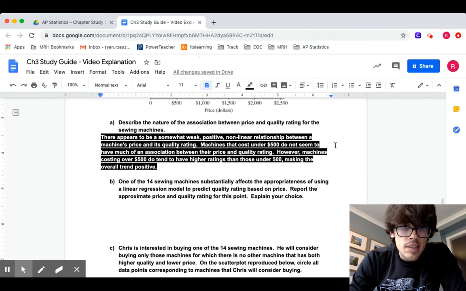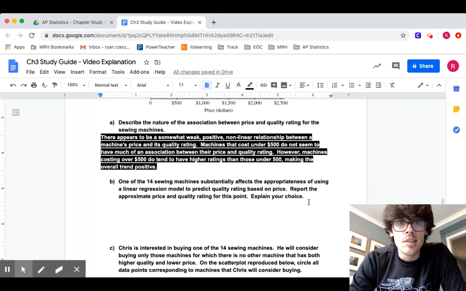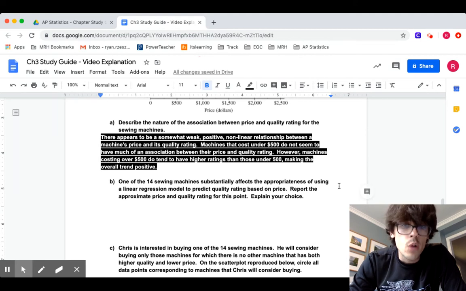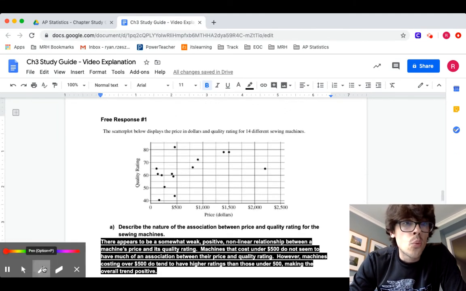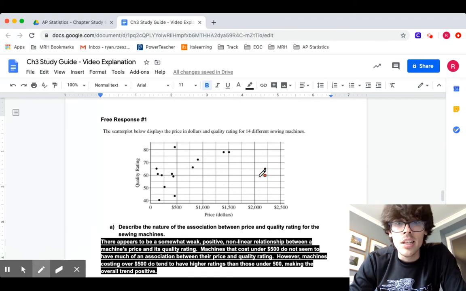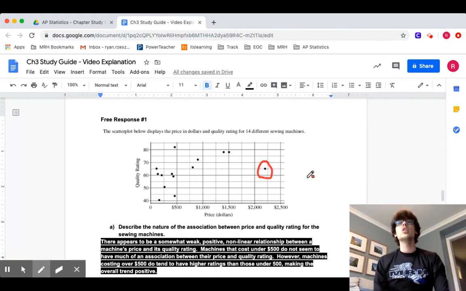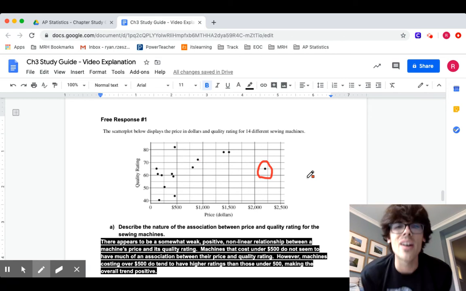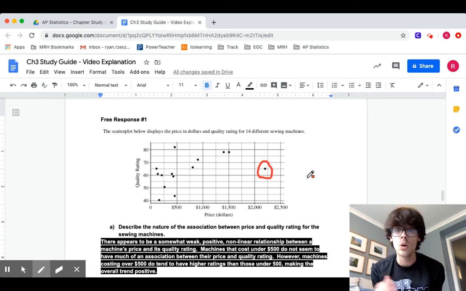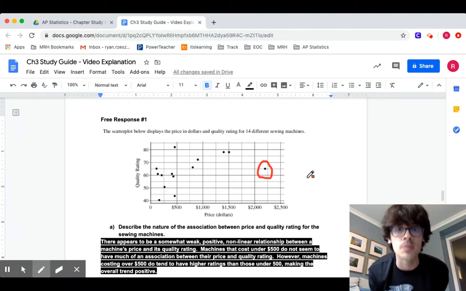All right, the second question says one of the sewing machines substantially affects the appropriateness of a linear model for my problem. We have to say what machine it was, and we have to explain our choice. The rubric on this question was a little bit finicky. First of all, I hope you can all agree this point right here is the unusual point. The coordinates for that are around $2,200 and a rating of like 65 or something like that.